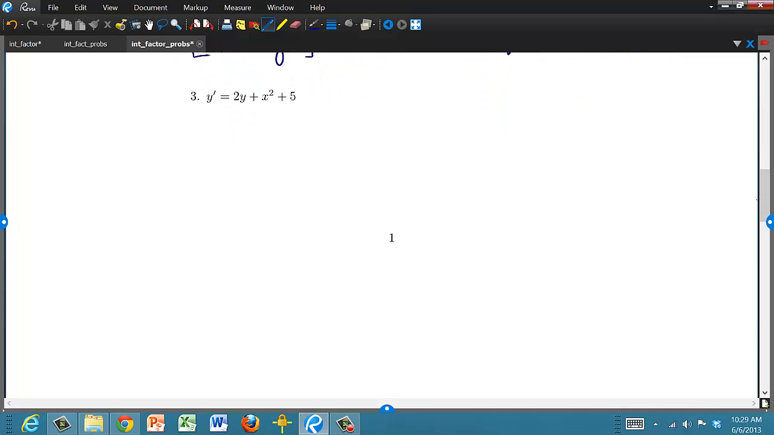So let's try another one. This one again is not in the standard form. To put it in the standard form, we should write it like this: y prime minus 2y equals x squared plus 5.